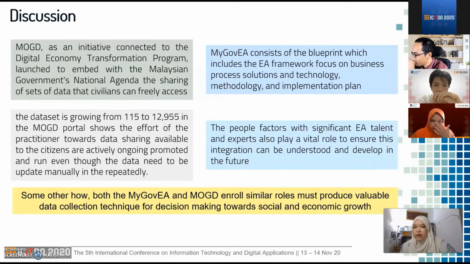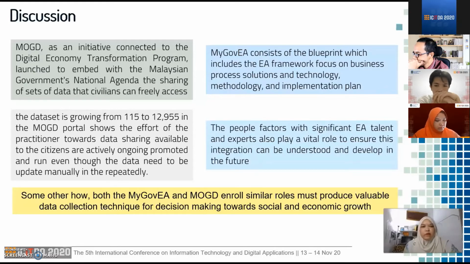Finally, as discussion, Malaysian Open Government Data is an initiative connected to the Digital Economy Transformation Program, launched to embed with the Malaysian government's national agenda the sharing of datasets that civilians can freely access. This dataset is growing from 115 to 12,955 in the Malaysian Open Government Data Portal, which shows that the effort of the practitioners towards data sharing available to the citizens is actively ongoing, promoted and run, even though the data need to be updated manually and repeatedly.